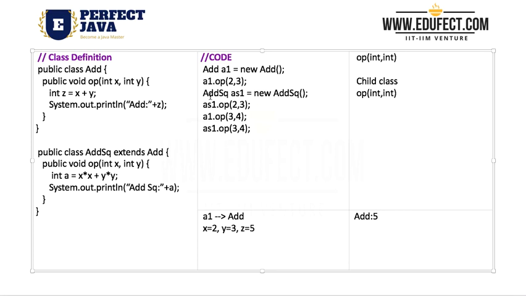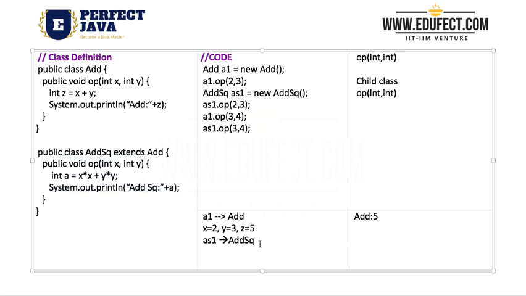Then we are saying addSq as1 is equal to new addSq. So we have declared a variable as1, which is an object of type addSq. And then we are saying as1.op(2,3). So we're calling the method op for the object as1, and as1 is an object of the type addSq. So we'll start searching for that method here. Do we find a method that matches this signature? Yes. So this is the method that will get executed.